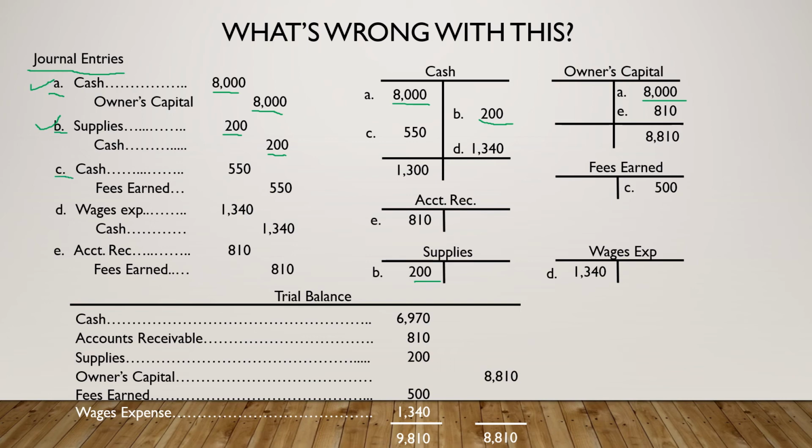Transaction C, cash got a debit for $550, and there it is. And fees earned got a credit for $550. So when we look over in fees earned, we see that we have a $500 credit. So let's go on and change that.